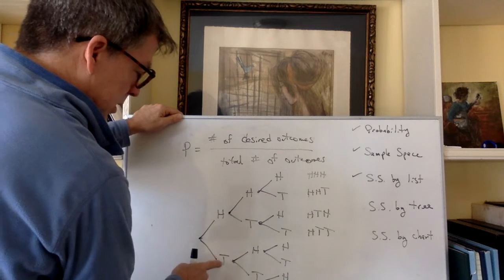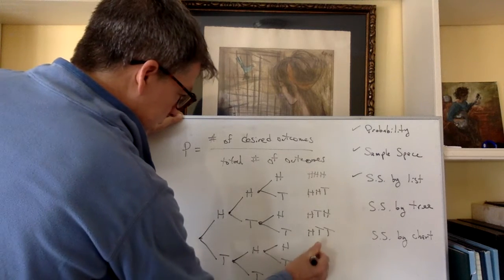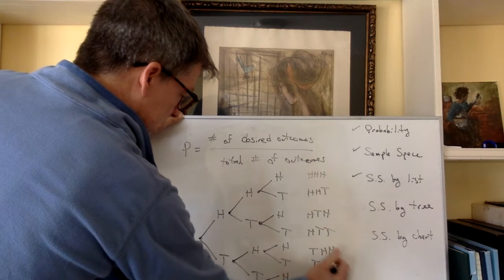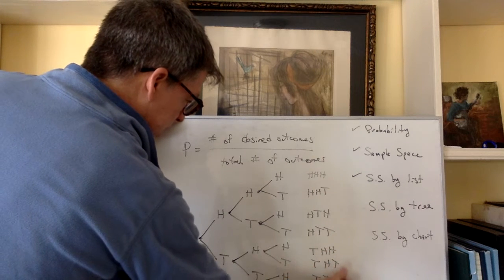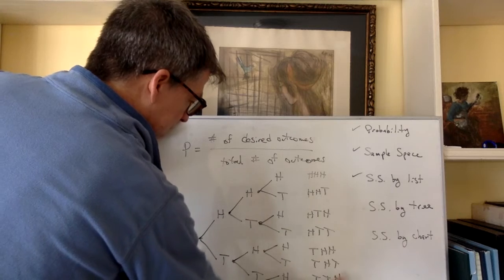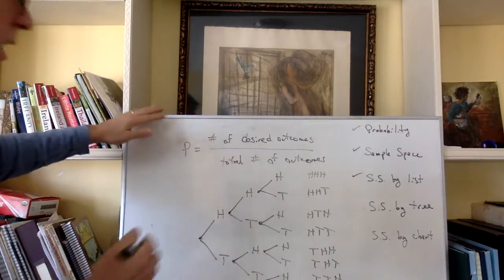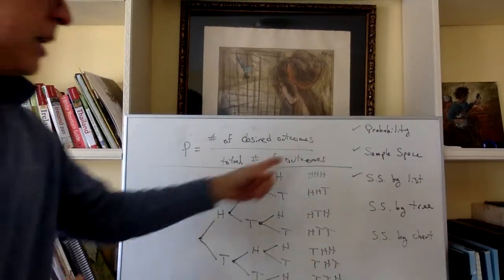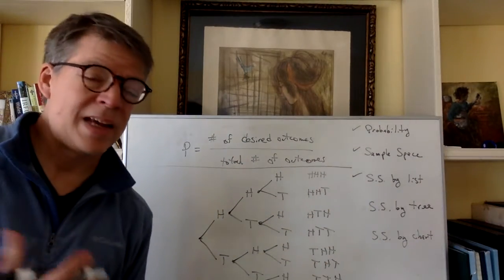And then we go down to this bottom branch. Tails, heads, heads. Tails, heads, tails. Tails, tails, heads. And tails, tails, tails. And can you see how that gives me, here, let me draw a line for you. That gives me all 8 possibilities, and I know I got them.